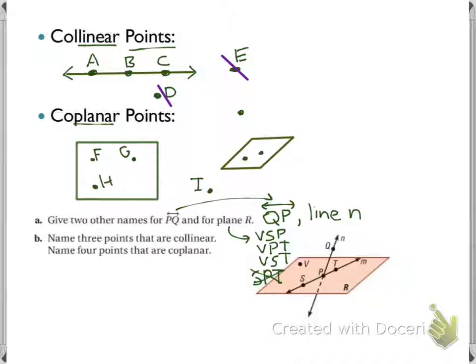Alright, part B. Name 3 points that are collinear. Well, we just mentioned that S, P, and T are all collinear. They're all on the same line. Now 4 points that are coplanar, all on the same plane. We could say S, P, T, and V.